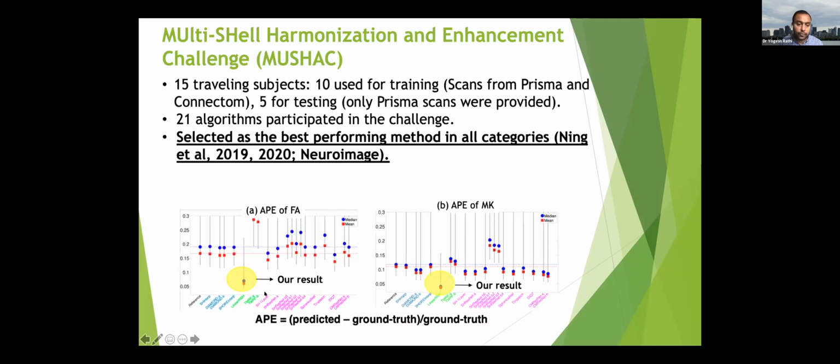One of the methods was ours. This is just a sampling of the difference between the scanners after harmonization, on the same subject across multiple scanners. As I said, you don't want any kind of effect staying around. What we see is that our result very much reduced the error. This is the absolute prediction error of FA, and this is mean kurtosis. As you can see, the difference between those scanners on the 5 testing subjects was dramatically reduced. I think these results are available in these recent papers in NeuroImage.